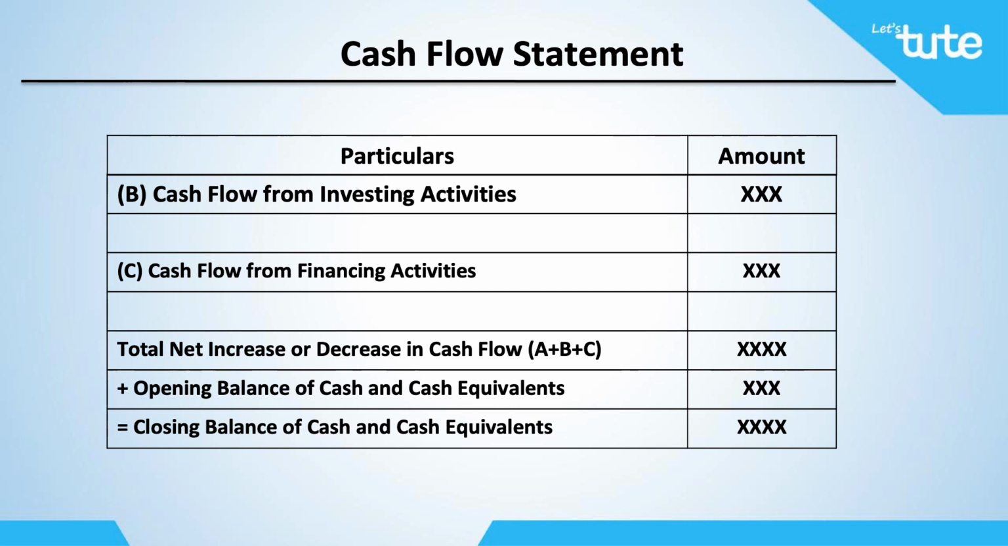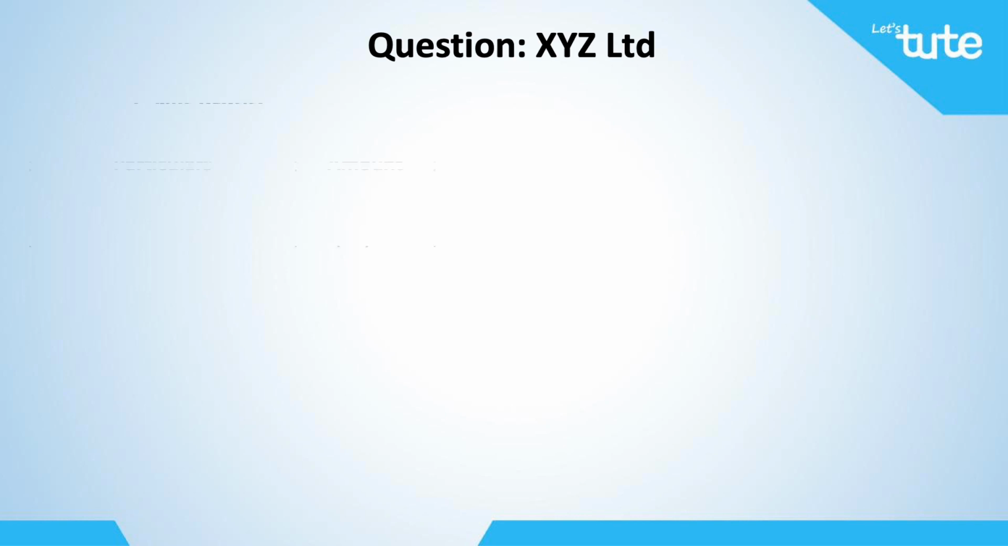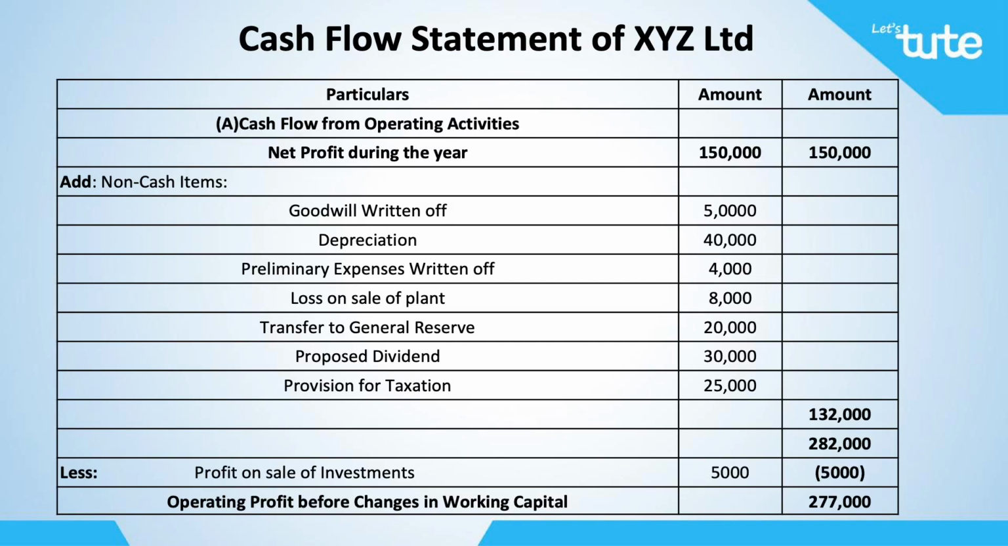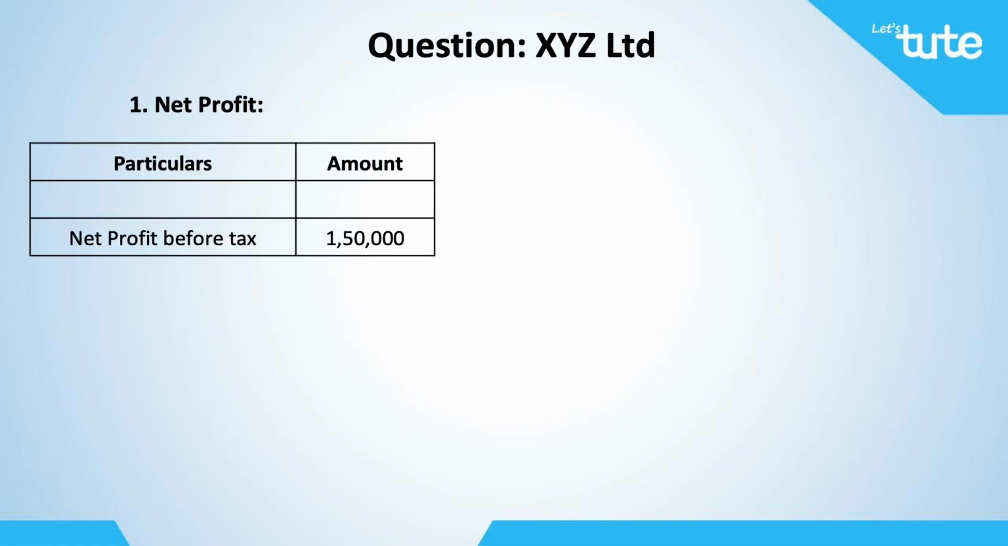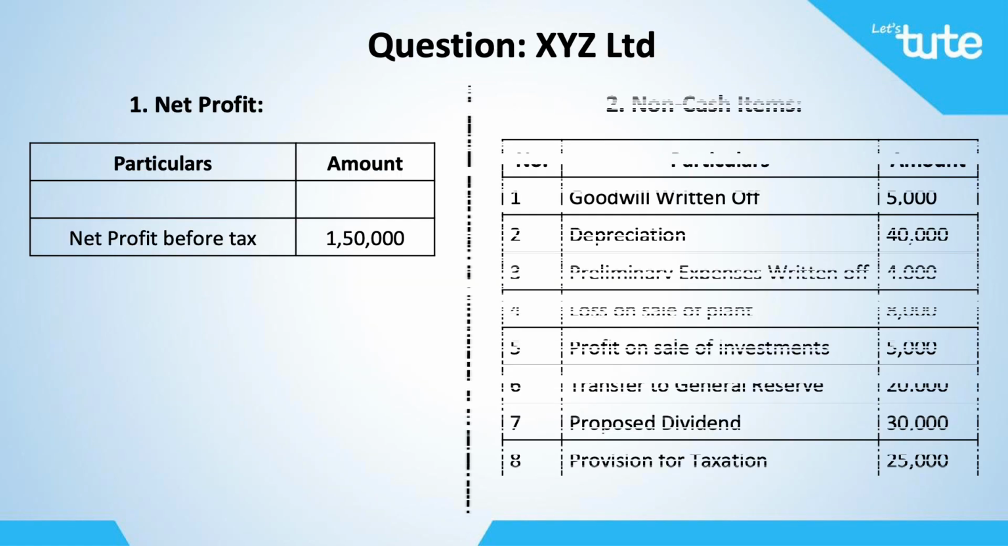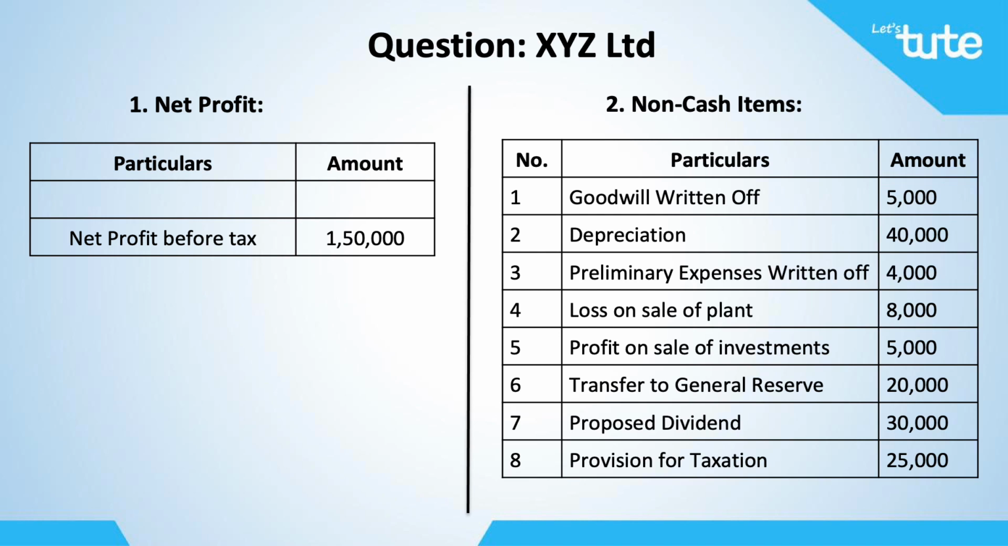To derive net cash flow from operating activities, first, we need to take the figure of net profit before tax, which is 150,000 here. Then, the amount of net profit has to be adjusted for non-cash items to get the actual figures of cash inflows and outflows. Here, we have to add back the non-cash items in the balance of net profit.